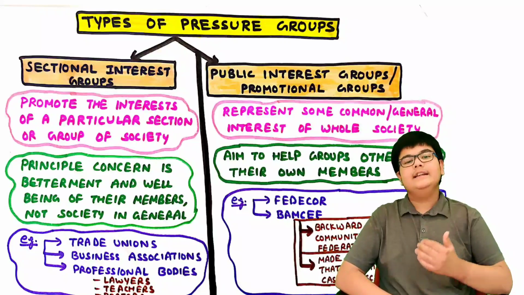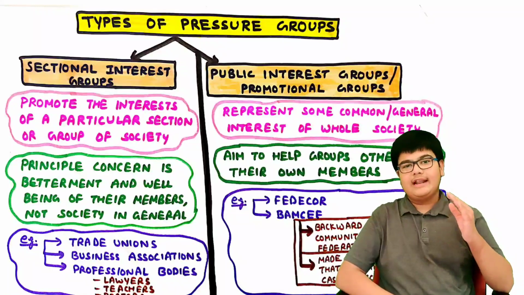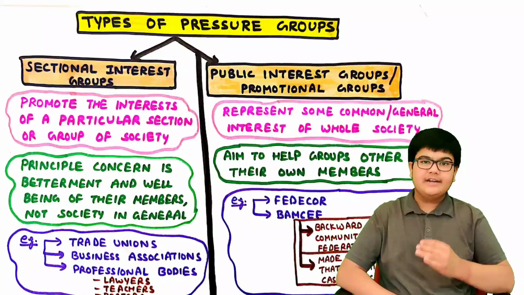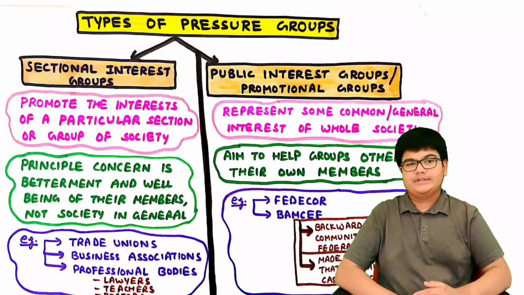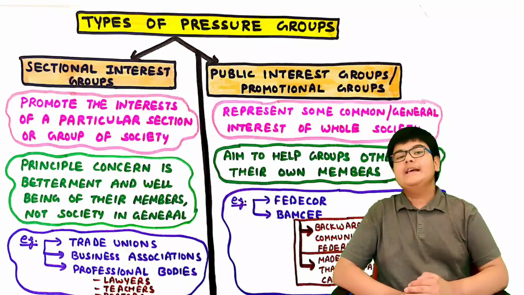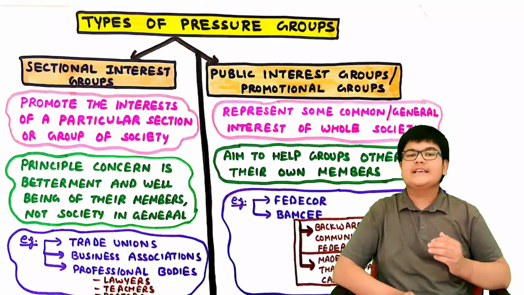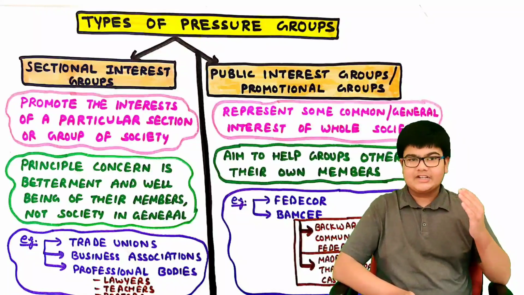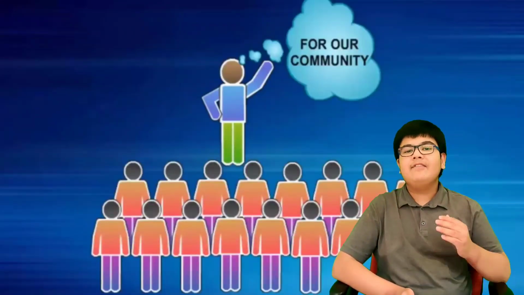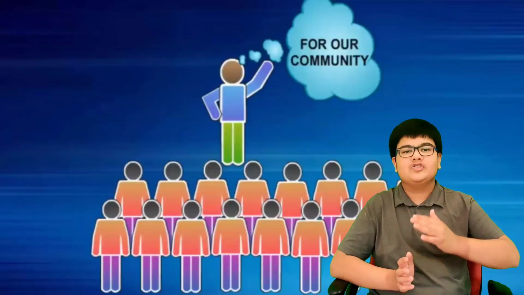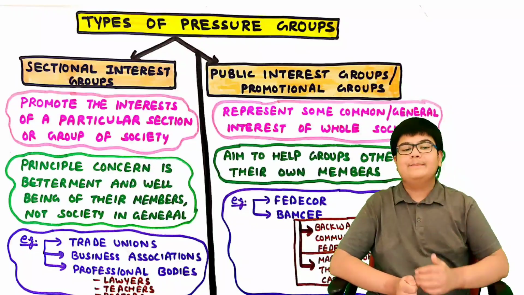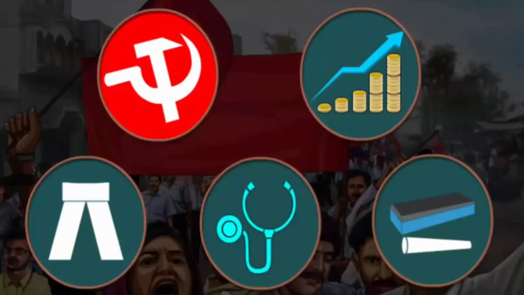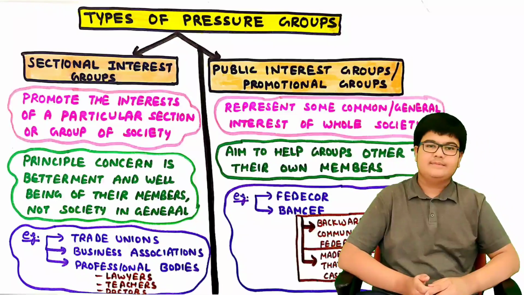Now let us discuss the types of pressure groups. There are two types of pressure groups: sectional interest groups and public interest groups. The sectional interest groups promote the interests of a particular section or group of the society. The principal concern of these sectional interest groups is betterment and well-being of their own members and not the society as a whole. For example, trade unions, business associations, and professional bodies of lawyers, teachers, and doctors, all of these come under sectional interest groups.